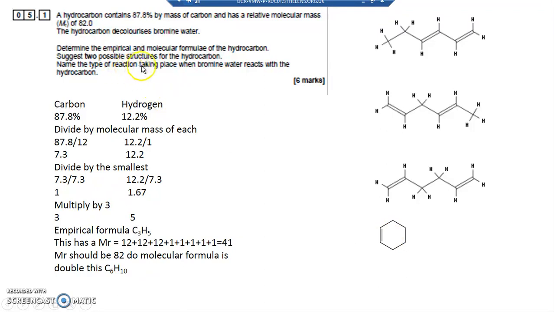And then finally, name the type of reaction taking place when bromine water reacts with the hydrocarbon. So what actually happens is bromine, Br2, would add across the double bond. The Br2 accepts the electrons from the double bond, so a curly arrow would go to one of the Brs, that will come off and attack a carbocation as a mechanism. So that's electrophilic: the bromine is an electrophile and it adds across the double bond, electrophilic addition.